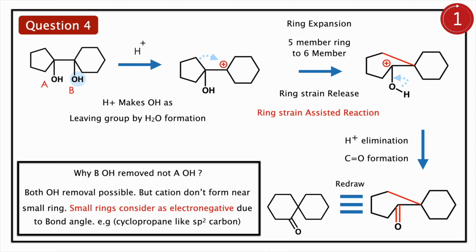Here you have two possibilities. One is near the 5-member ring, another is near the 6-member ring. Obviously the cation forms near the 6-member ring, then to quench the cation, the ring expands, and the 5-member ring becomes 6-member because strain can assist the reaction. Strain is relieved during the transition. The ring expands, you have a cation near the alcohol. Then the cation is quenched as a carbonyl. If you redraw nicely, you have a spirocyclohexyl system. Here you should learn the fact that a cation never forms near the smaller rings.